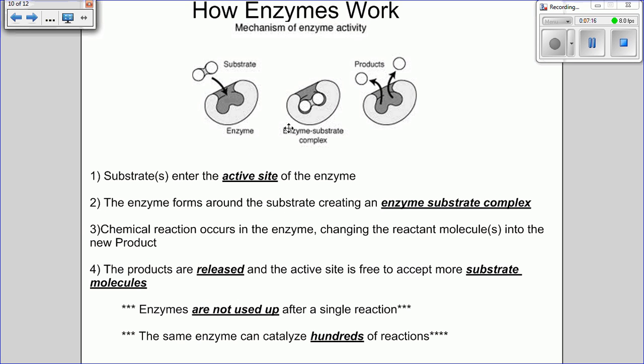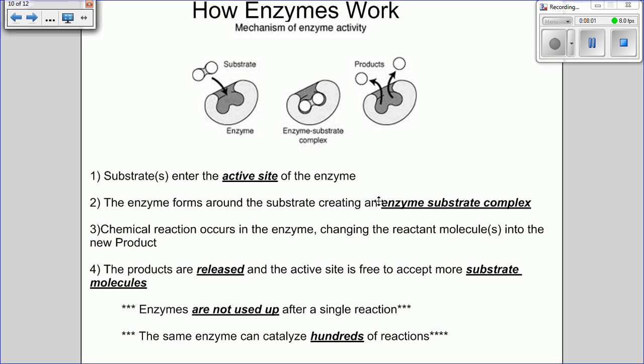So let's talk a little bit about how enzymes work. In this particular diagram, your substrate, which is a dimer, so you've got two molecules here, is going to enter the active site, which is specifically shaped for that dimer. Once the substrate enters the active site, the enzyme forms around the substrate, creating an enzyme-substrate complex. So an enzyme-substrate complex is a combination of two things, a larger molecule that is made up of more than one. You've got the enzyme and you have the substrate, which forms this larger complex of molecules.